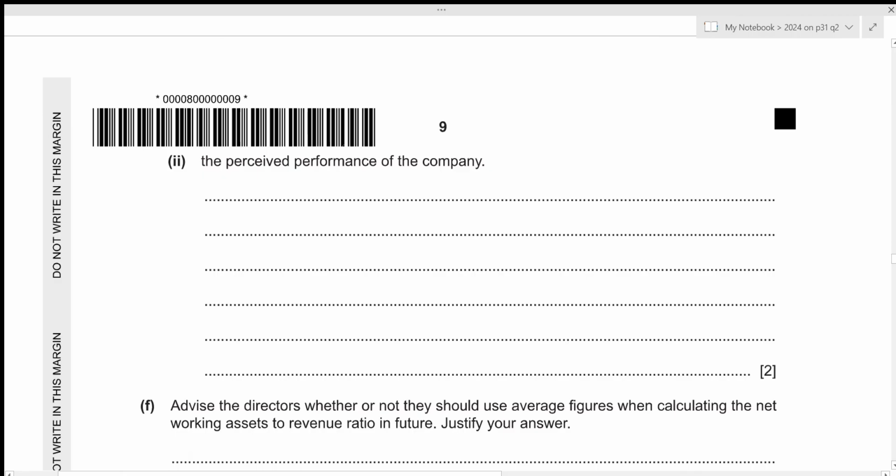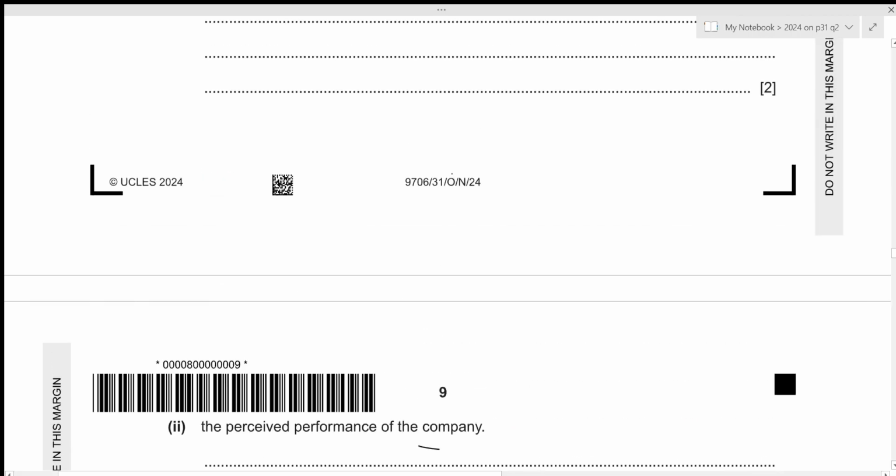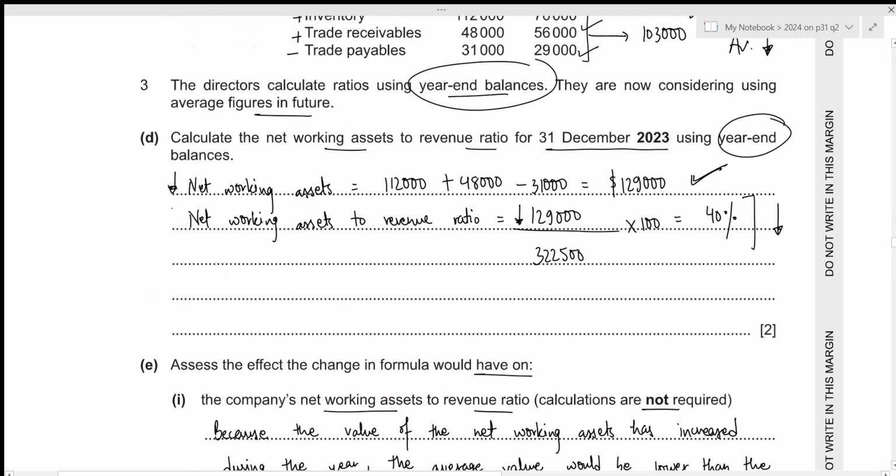The perceived performance of the company. In order to answer this, we first need to know what is meant by the net working assets to revenue ratio. This just means that by using what amount of net working assets can the business generate what amount of revenue. So in this case, the lower ratio would be preferred because that would mean that the business is successful in generating a higher level of revenue by using a low level of net working assets.